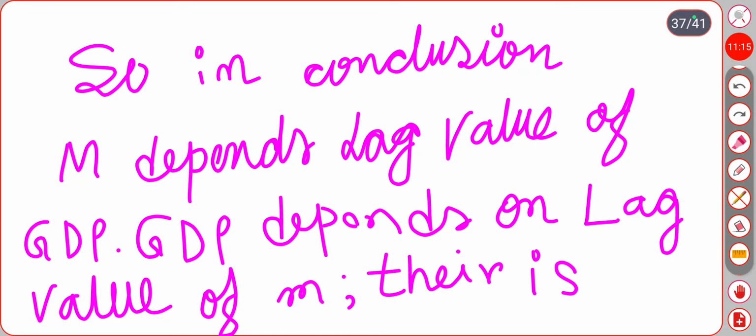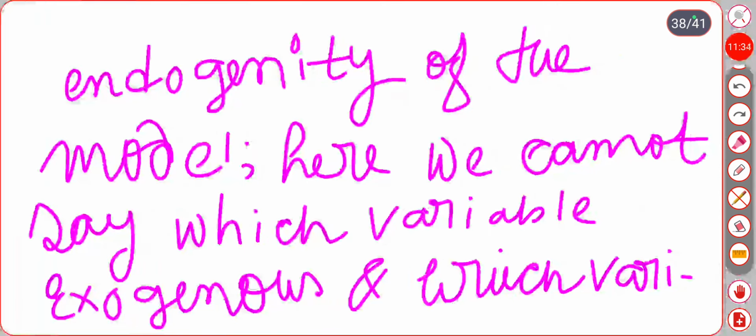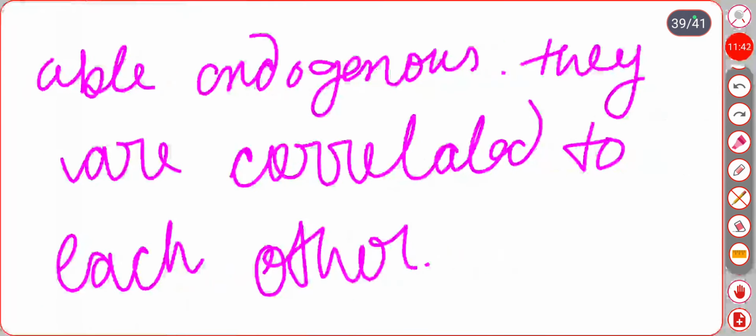So in conclusion, M depends on the lag value of GDP, and GDP depends on the lag value of M. There is endogeneity in the model. Here we cannot say which variable is exogenous and which is endogenous. They are correlated with each other. That is, there is a causal relationship.